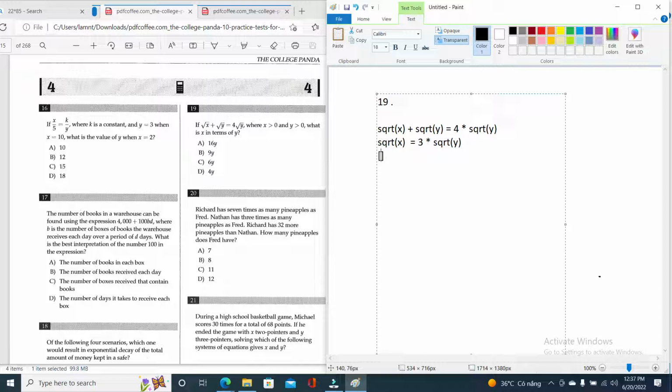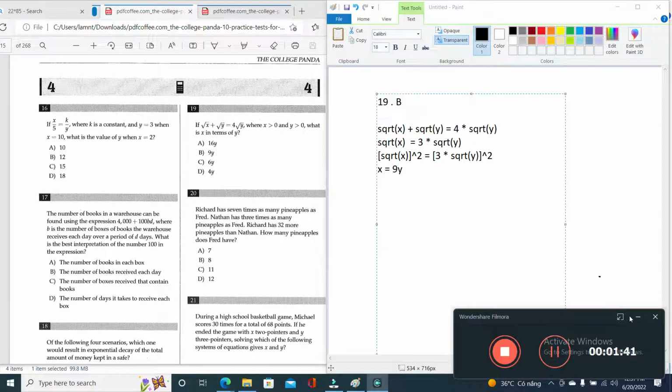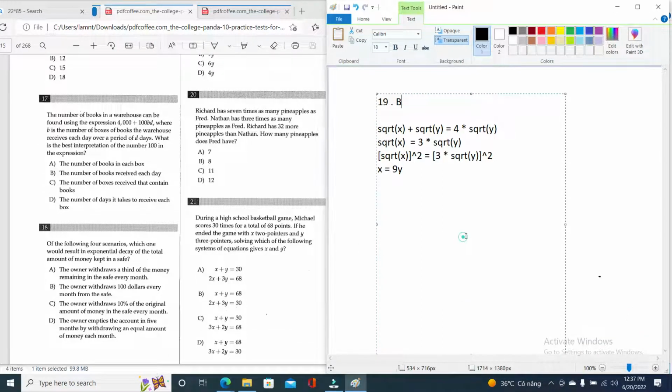So this side squared: square root of x squared is x, and 3 times square root of y, squared, is actually 9y. So yeah, it's B. Okay, so this is very simple and very understandable, right? Number 20.